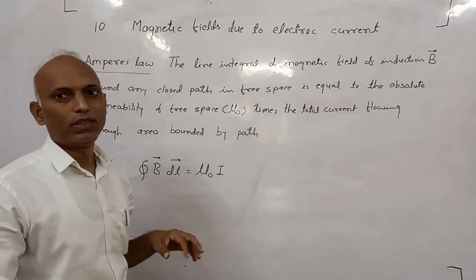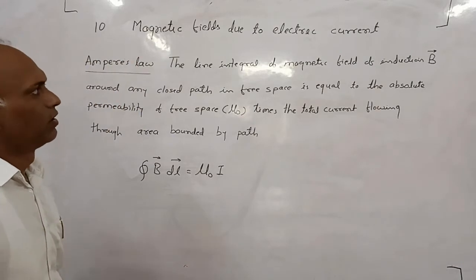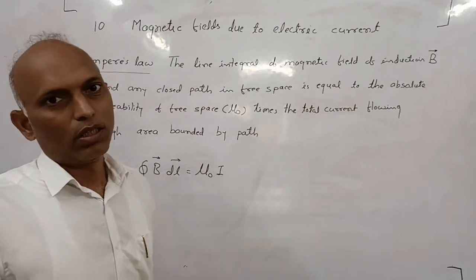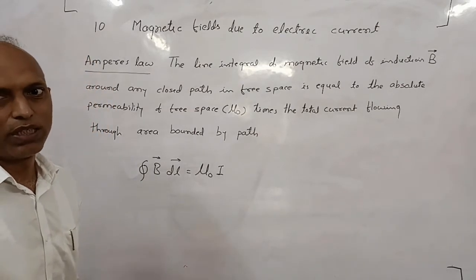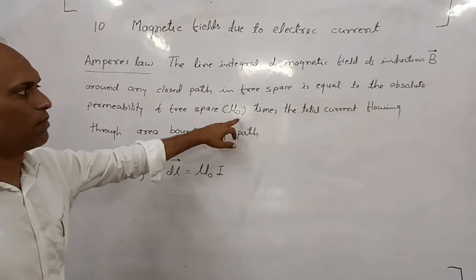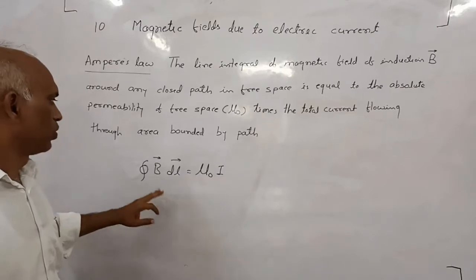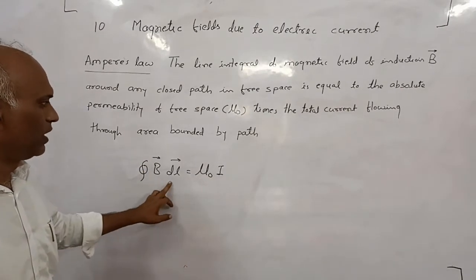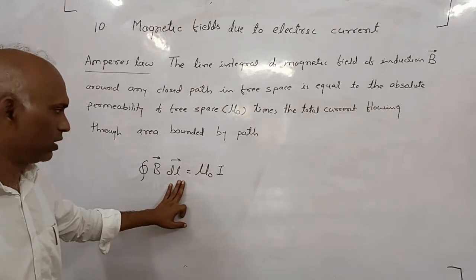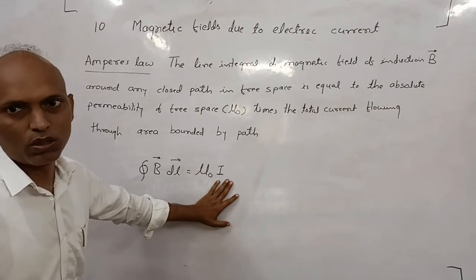Now Ampere's law, which is the generalization of the Biot-Savart law, states that the line integral of the magnetic field of induction B around any closed path in free space is equal to the absolute permeability of free space, that is mu 0, times the total current flowing through the area bounded by the path. That is, the integration over the closed loop of B dl, where B is the strength of magnetic field, dl is the small element of the closed circuit, mu 0 is the permeability of free space, and I is the current flowing through the conductors.